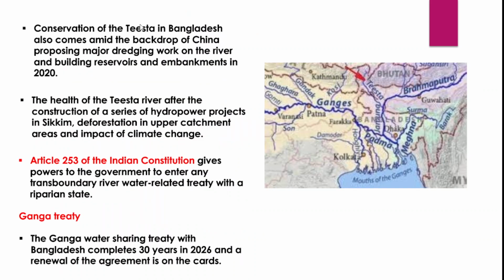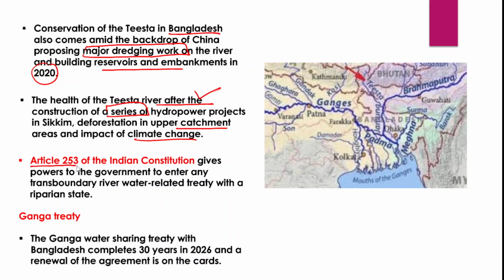Now, when we talk about the conservation of Teesta in Bangladesh, it also comes amid the backdrop of China proposing major dredging work on the river, because it is located in the northern part of Sikkim that comes under the Chinese area. China has also been building reservoirs and embankments in 2020. The health of the Teesta river has been deteriorating after the construction of a series of hydropower projects in Sikkim, deforestation in the upper catchment areas, and the impact of climate.